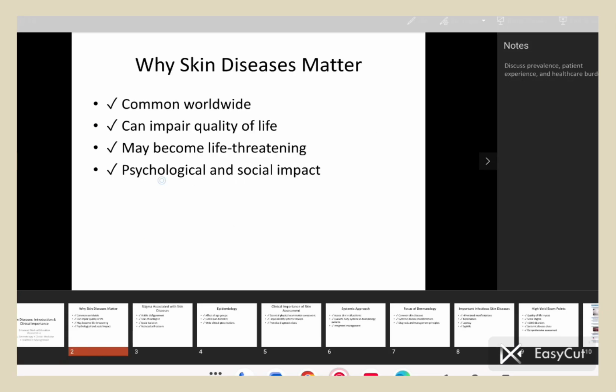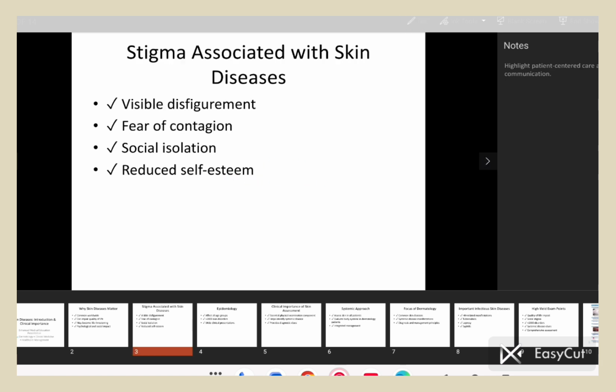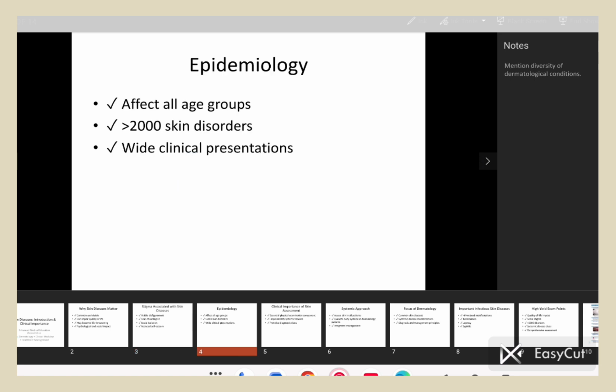Why do skin diseases matter? Because skin diseases are common worldwide, can impair quality of life, may become life-threatening, and have psychological and social impact. There is some stigma associated with skin diseases, like visible disfigurement, fear of contagion, and social isolation, and it also reduces the self-esteem of the patient. Now, we discuss the epidemiology. Skin diseases affect all age groups, and there are more than 2,000 skin disorders with widely varying clinical presentation.